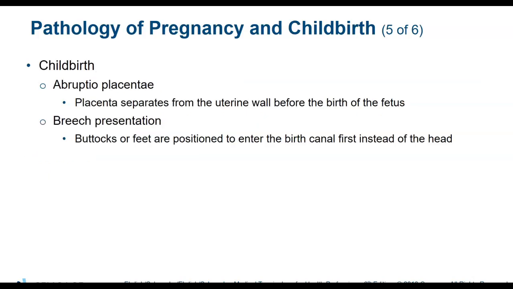Okay. Some of the other terms at childbirth, abruptio placenta. It's when the placenta separates from the uterine wall before birth. That can be life-threatening as well. They're going to deliver that baby ASAP so it doesn't go too long without oxygen. Breech means the butt and feet are first instead of the head. We want head down with face down for the baby to be delivered.